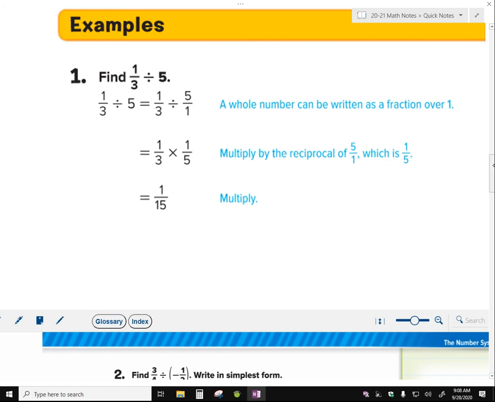Find 1/3 divided by 5. So with 5, that's the same thing as 5 over 1. I'm going to find the reciprocal, or the multiplicative inverse. So it's 1/3 times 1/5. 3 times 5 is 15. Comes out to be just 1/15.